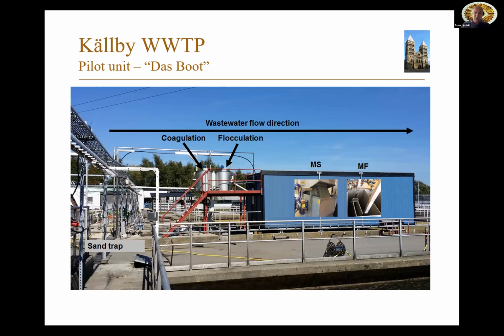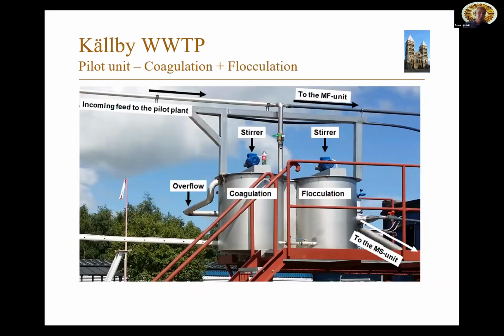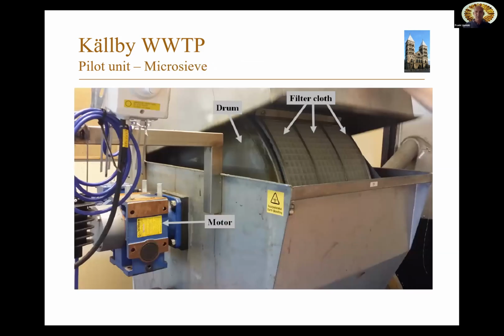microsieving, and microfiltration. A little bit more detail. Here you can see the 2 stirred tanks for the coagulation and flocculation part before the microsieving. Here you can see the microsieves and how they look, and you can also see they have a 100 micron filter cloth.